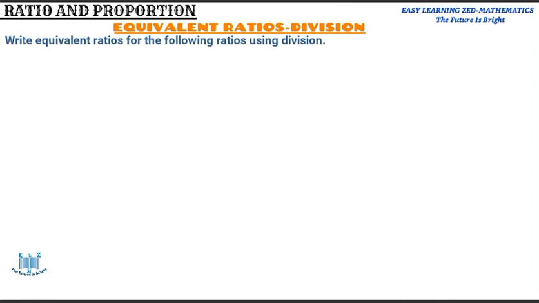Okay, so these are the three questions I'm going to use to demonstrate how you can find equivalent ratios using division. The instruction for the activities: write equivalent ratios for the following ratios using division. So we are asked to use division to find the equivalent ratios. The first ratio we have is 36 to 54.